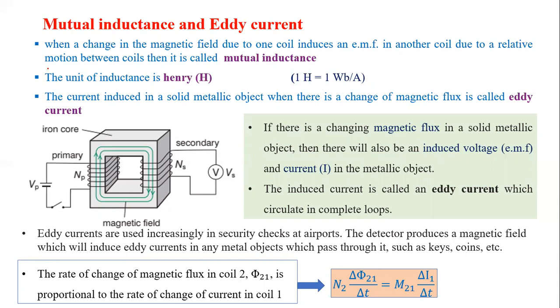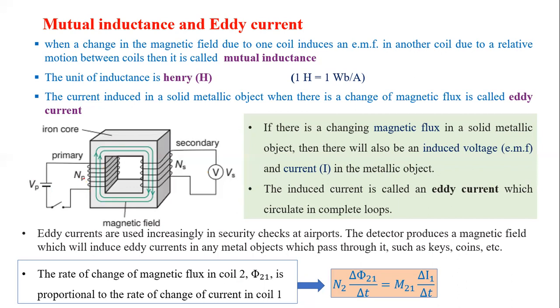When a change in the magnetic field due to one coil induces an electromagnetic force in another coil due to the relative motion between the coils, that is called mutual inductance. For example, we have the primary and secondary coil in a transformer. Between the primary coil and secondary coil there is a core, and an electromagnetic field is created.